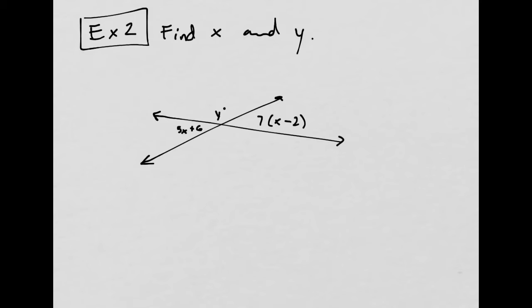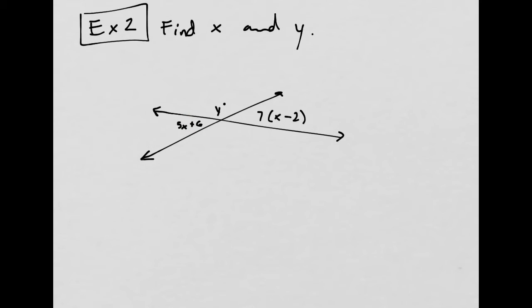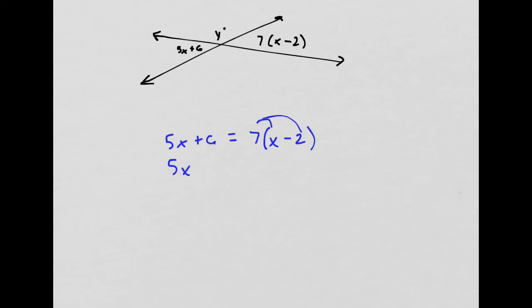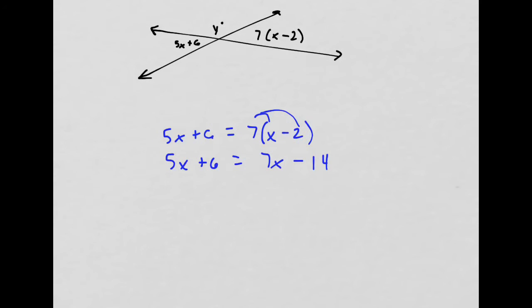So those are just some terms, but we're going to use the fact that these 2 angles are congruent because they're vertical angles. So if I want to find x, I could just simply take this and set it equal to that, because those are going to be the same measure. So 5x plus 6 equals 7 times x minus 2, and I'm going to distribute that. So this hopefully is fairly easy. And we take this 7x minus 14. Don't forget to distribute to the second number. A lot of people forget that.